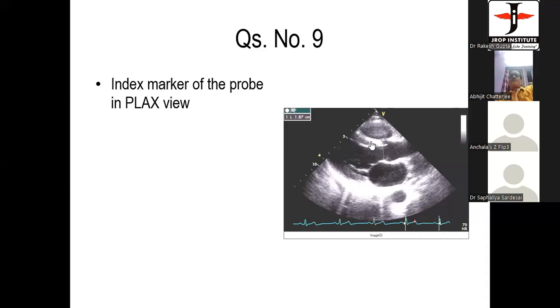Your patient has got aortic stenosis. Why do you want to measure the proximal ascending aorta? In some of these patients with aortic stenosis, the aorta may be dilated, and the surgeon may need to replace the aortic root with a prosthetic graft. If it is not dilated, they will not replace it.